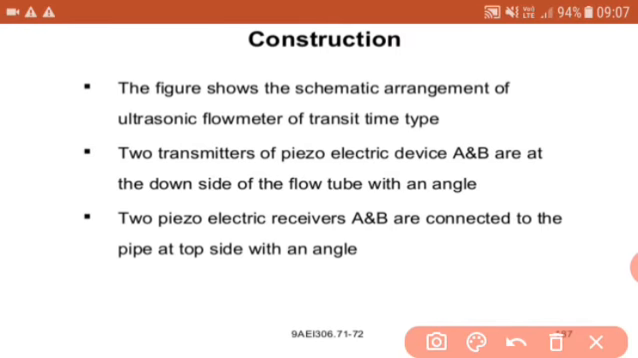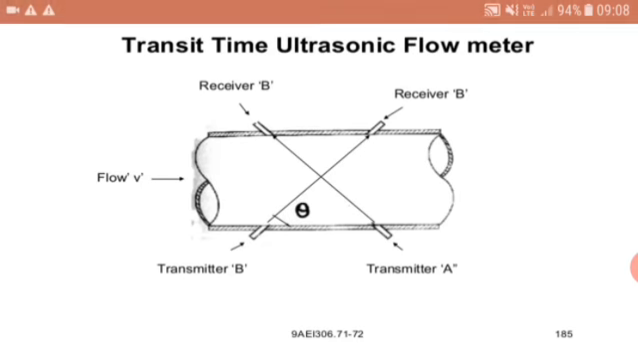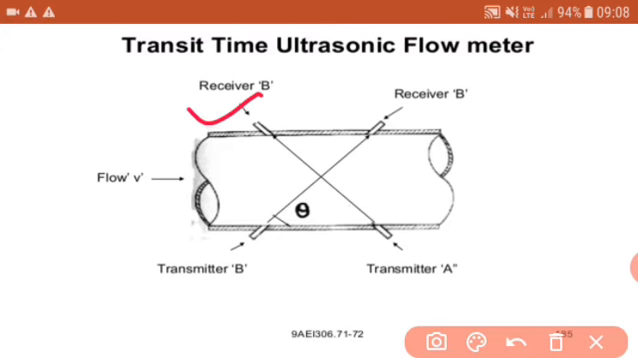The piezoelectric receivers A and B are connected to the pipe at the top side with an angle. Here we can see these two receivers. This is receiver A and this is receiver B, and these two are mounted at the top of the pipe at some angle. Here we can see the angle. So this is the arrangement or construction.